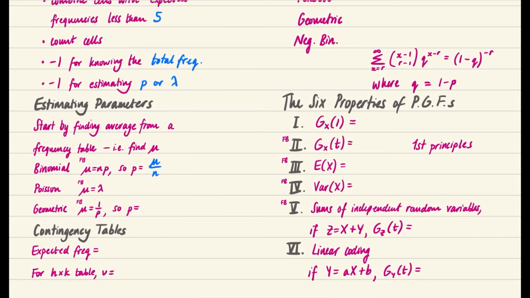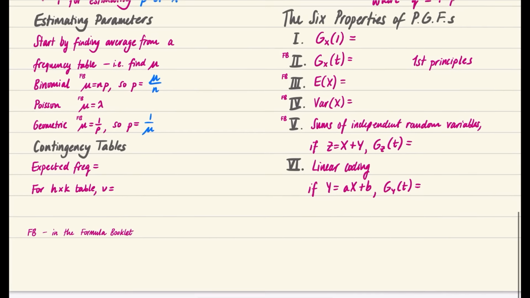For the geometric, because in the formula book mu is equal to 1 over p, if we rearrange this, p would just be equal to 1 over mu. So you're just going to find the mean from the table and take its reciprocal, and that will be the value that you use. And if you ever do have to estimate a parameter, remember you're subtracting 1 from the degrees of freedom that you would use.